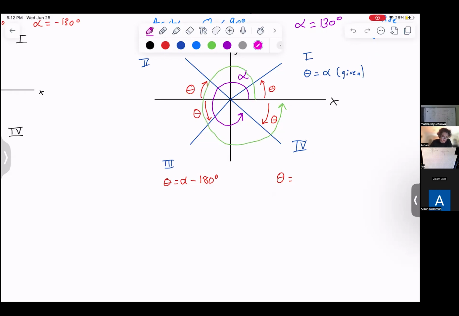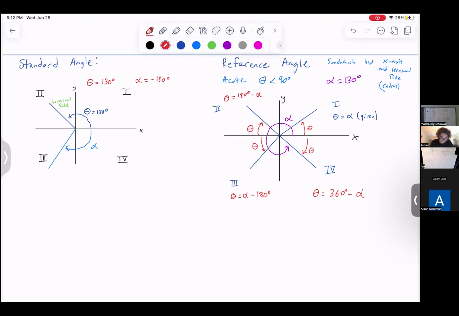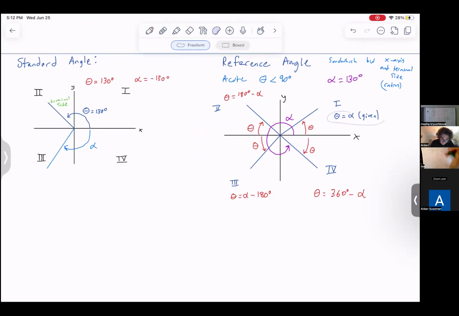What is that green angle I just drew? How many degrees is that? 360? Yeah. So we're going to take 360 and subtract our given angle. This is what we're going to do for each of our quadrants. If we're in quadrant 1, the angle we're given is our reference angle. If we're in quadrant 2, our reference angle is 180 minus the angle we're given. If we're in quadrant 3, it's the angle we're given minus 180. And the reference angle in quadrant 4 is 360 minus alpha.